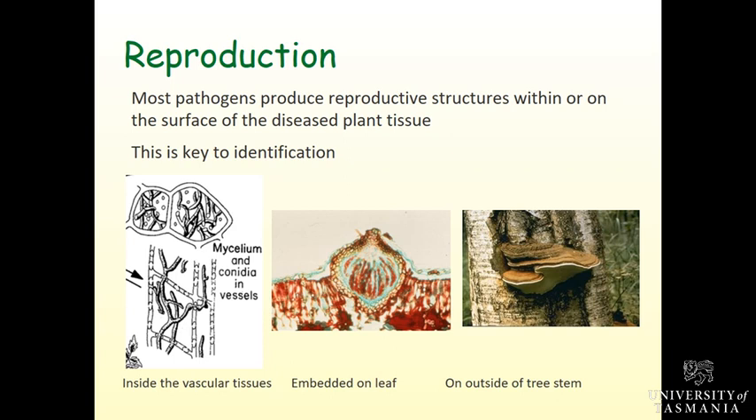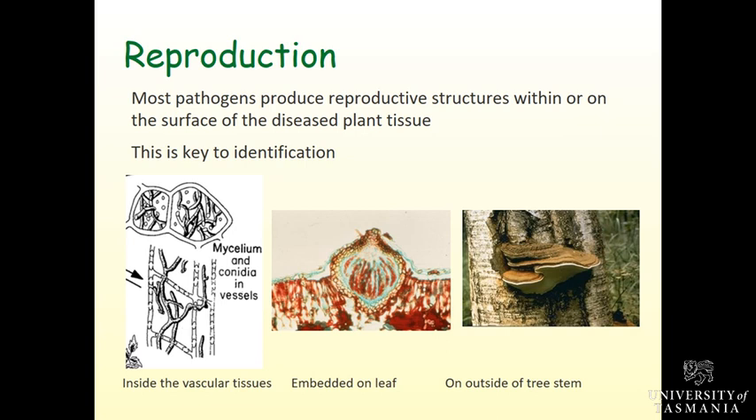Reproduction. So okay, we've got infection. How does it reproduce? Most pathogens will produce some form of reproductive structure within or on the surface of their infected plant tissue. From a diagnostic perspective, this can be really, really important, because when you examine your diseased plant sample, you've got the presence of your pathogen, but often also production of this reproductive structure, which often has quite characteristic forms or structures, particularly spore-forming structures, which can be very important in distinguishing one fungus from another fungus.